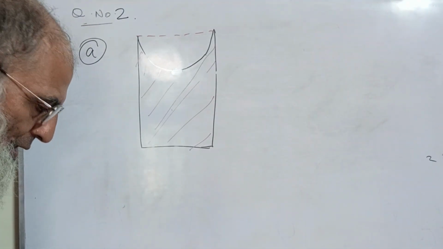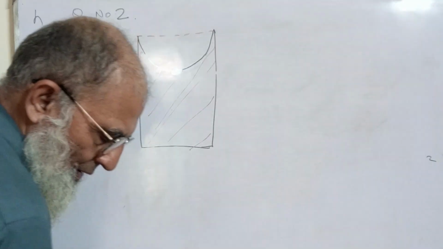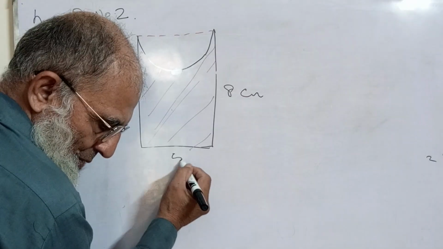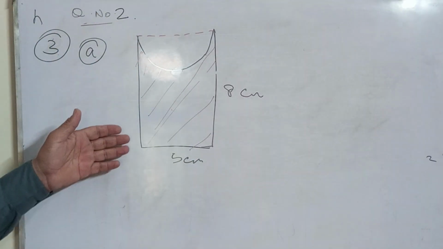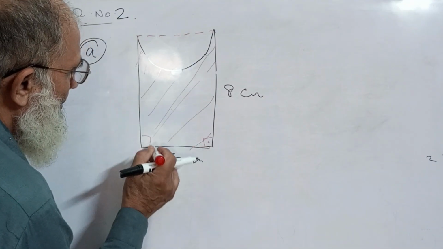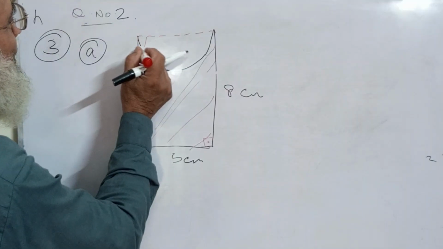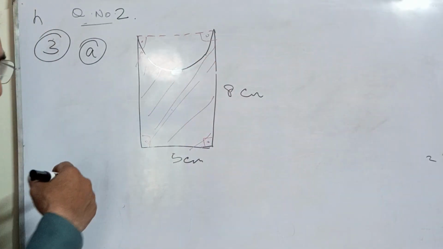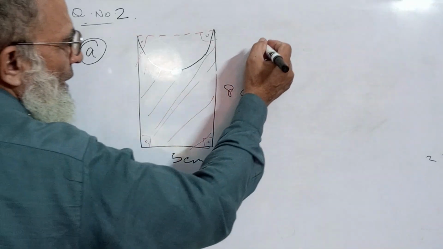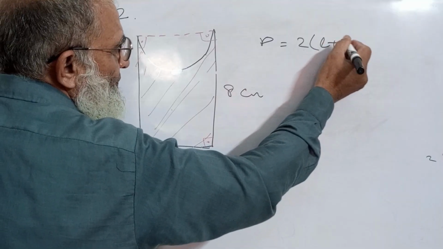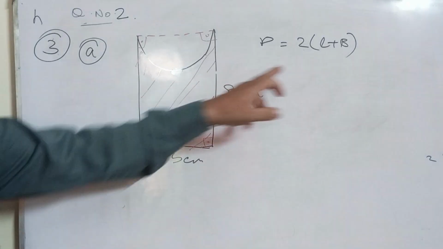Now, there are two ways of doing this. This is 5 centimeter, 8 centimeter, and this is 5 centimeter. First of all, this is also given to ensure that this is a rectangular shape. These are also given. It means 90, 90, 90, 90. Okay, we'll find the perimeter. Perimeter of rectangle is P equal to 2 into L plus B.